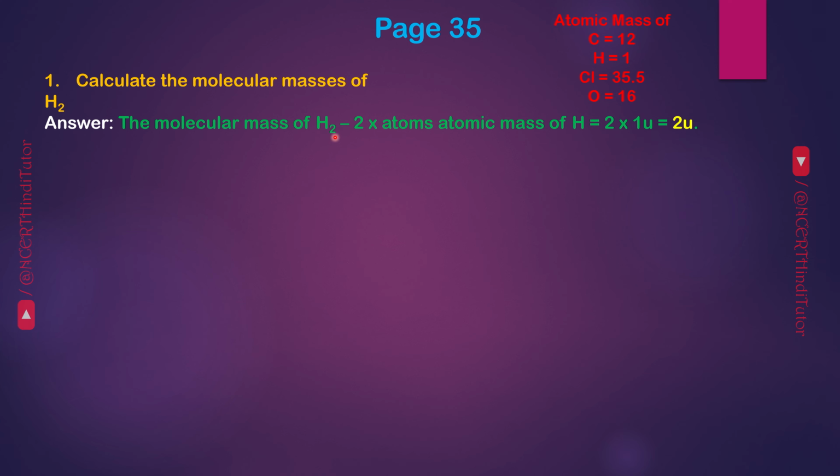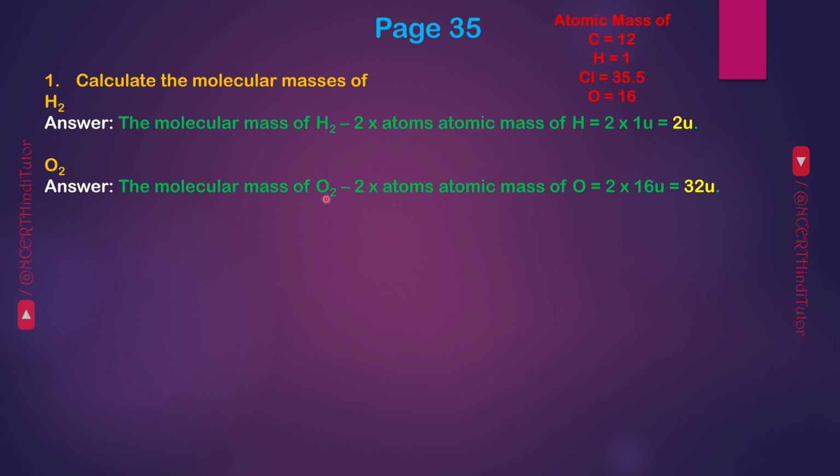The molecular mass of H2 is 2 into atomic mass of H, that is hydrogen, is equal to 2 into 1 because atomic mass of hydrogen is 1 and there are 2 atoms, so 2 into 1 is equal to 2 unit. Second, O2. The molecular mass of O2 oxygen is equal to 2 into atomic mass of oxygen is equal to 2 into 16 because atomic mass of oxygen is 16 and there are 2 atoms of oxygen, so this is 2 into 16 is equal to 32 unit.